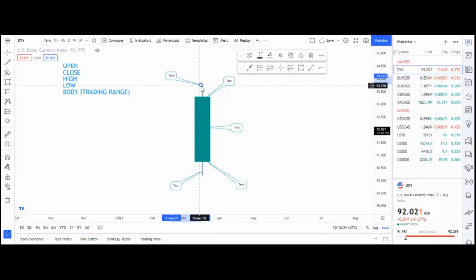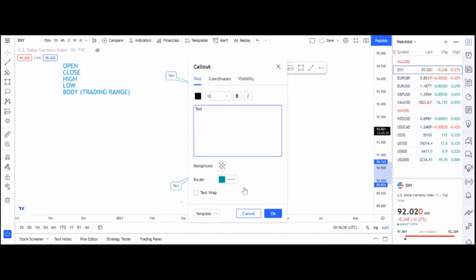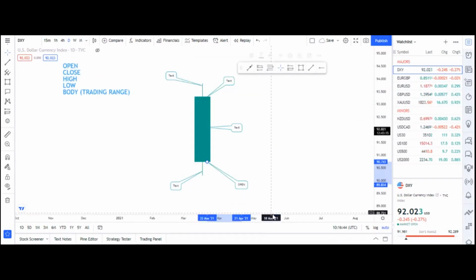So this is a bullish candle. Remember, this is a bullish candle. Okay. Now, in a bullish candle, we have the open, which is lower. The open is low. It's at the bottom.